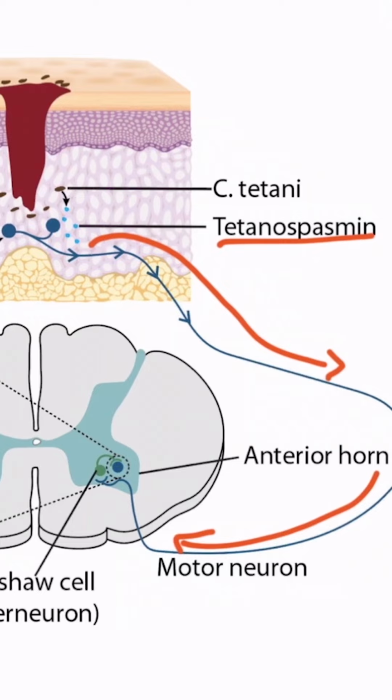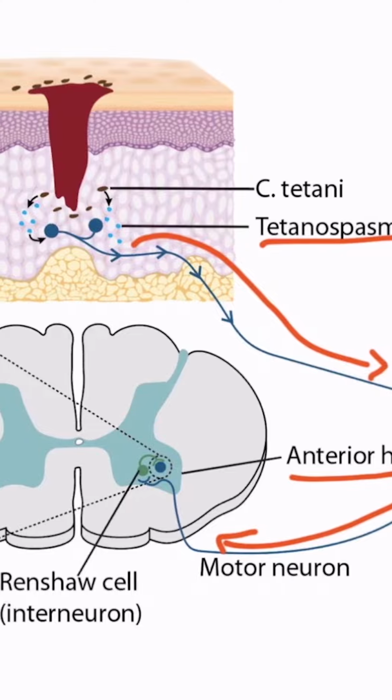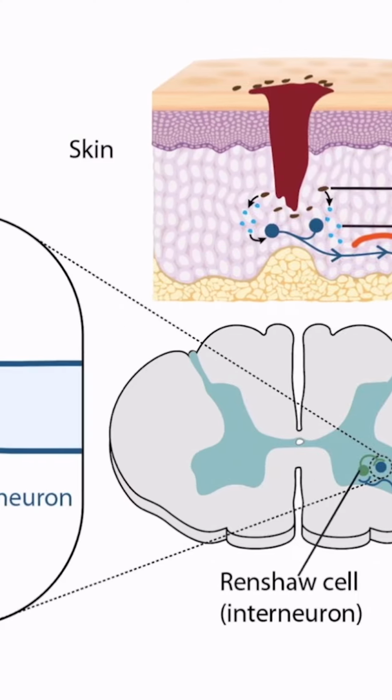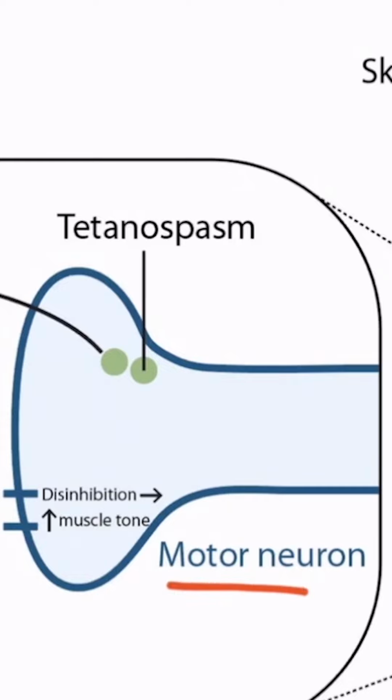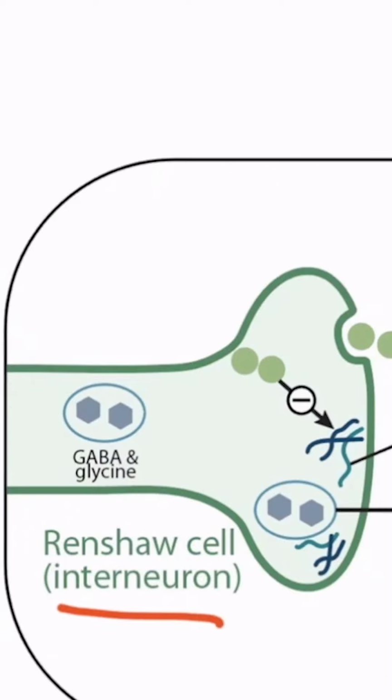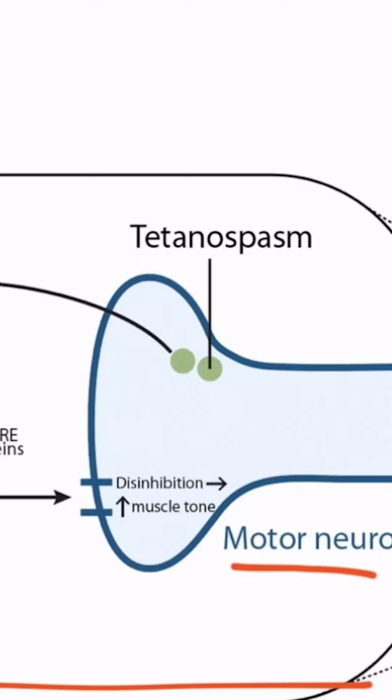From the image, notice that a cross-section of the spinal cord is shown, and right at the anterior horn, you can see the motor neuron and interneuron. I've shown this whole part zoomed up right here, so it'll be easier to see. So here is the motor neuron, and here is the interneuron. The interneuron is also known as a Renshaw cell. Once the toxin reaches the anterior horn, it travels from the motor neuron to the Renshaw cell.